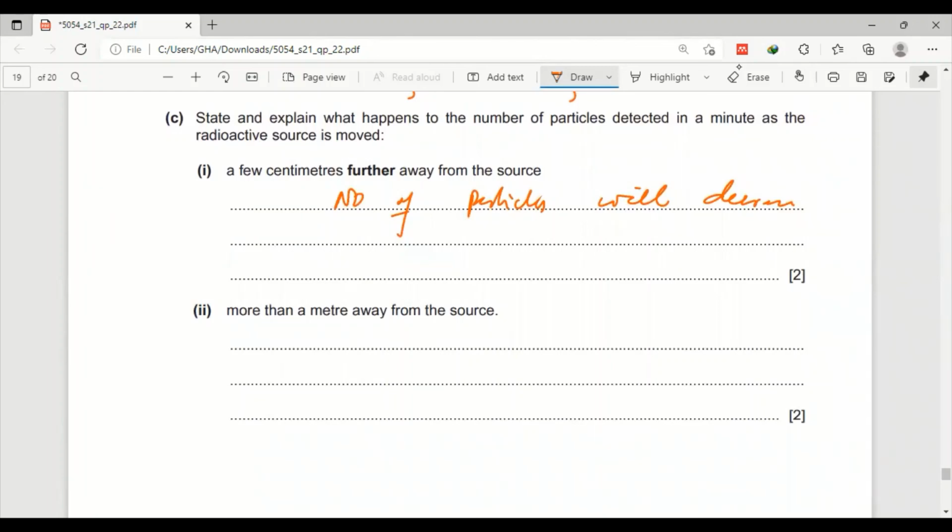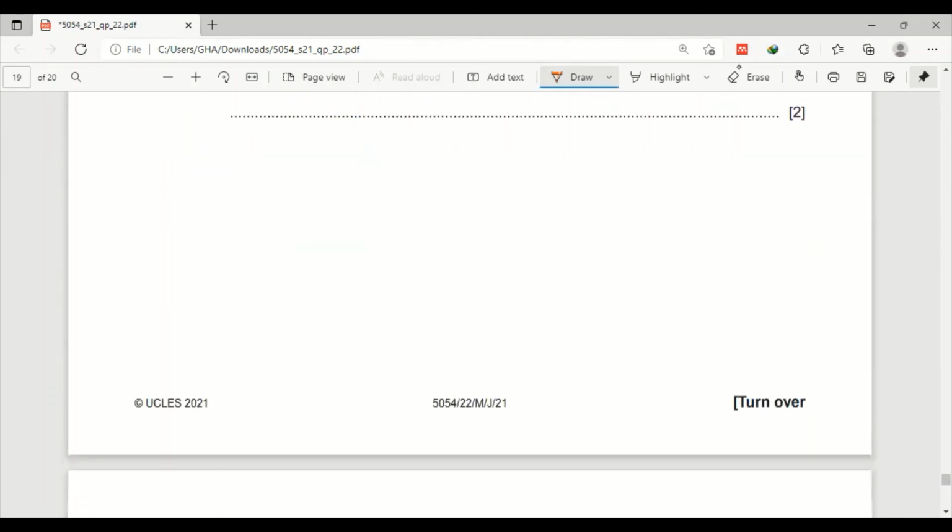Next, more than a meter away from the source. So it means beta particle is completely absorbed by air because the range of the beta particle is 100 centimeter, 1 meter. So it means no beta particle is reaching. So the detector will detect no beta particle because the beta particles are completely stopped by the 100 centimeter and they are absorbed completely by the air.